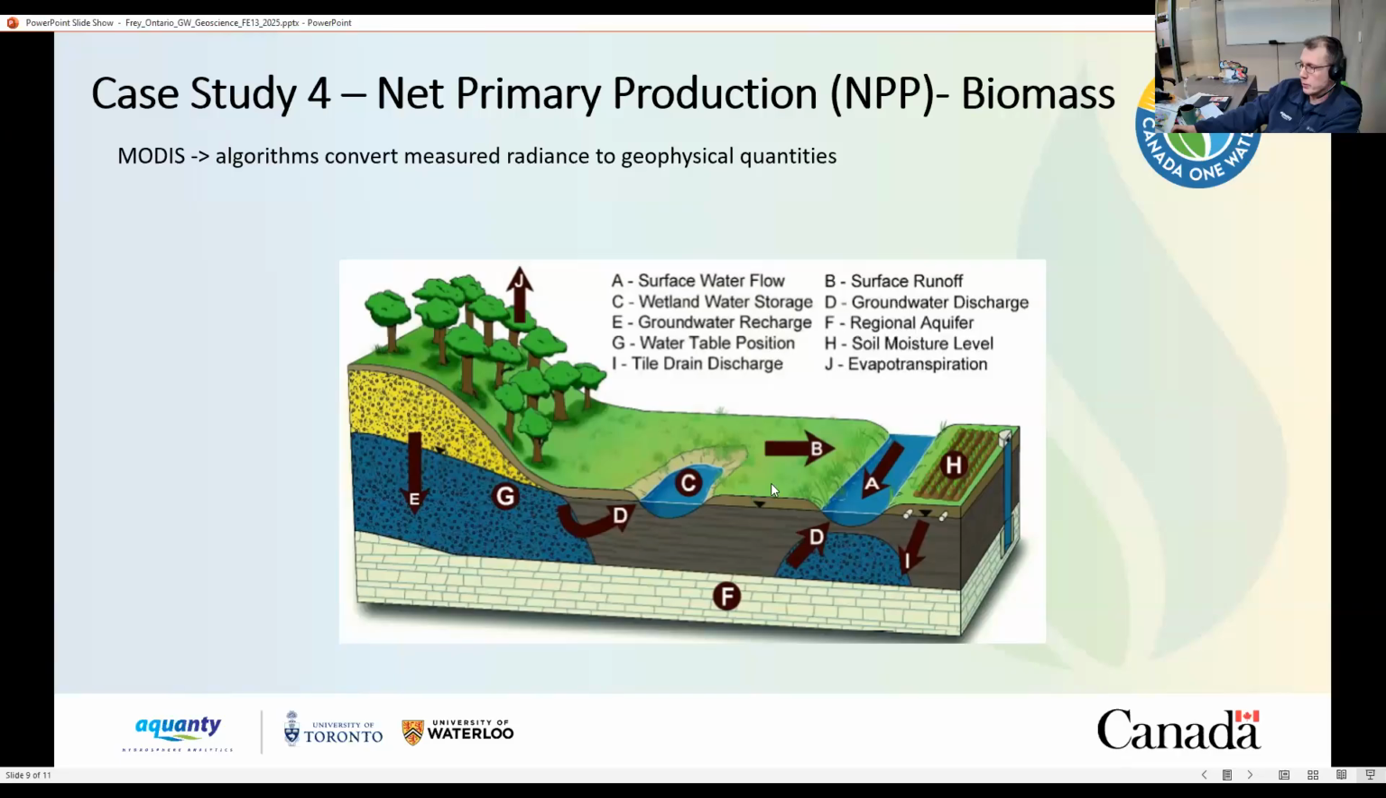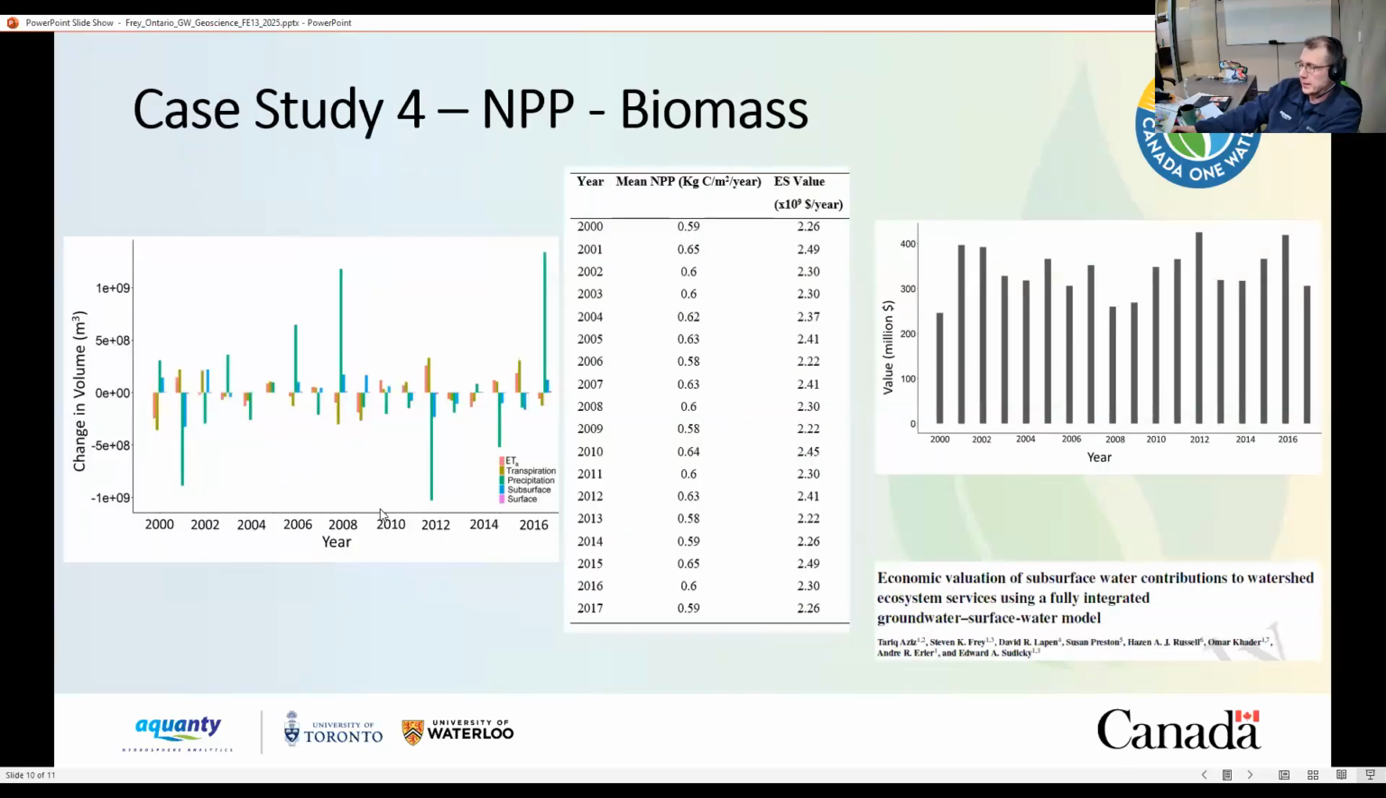And when you look at the different components of a fully integrated groundwater surface water simulation, which I show here in the figure, all of these water fluxes can ultimately be characterized in terms of their contribution to ecosystem services, and ecosystem services can be economically valued. So that was the purpose of this study. So we have our fully integrated groundwater surface water model, again for the South Nation watershed. And this time what we're using it for is to produce long-term predictions of storage change and changes in annual water fluxes in response to varying climate and weather patterns.